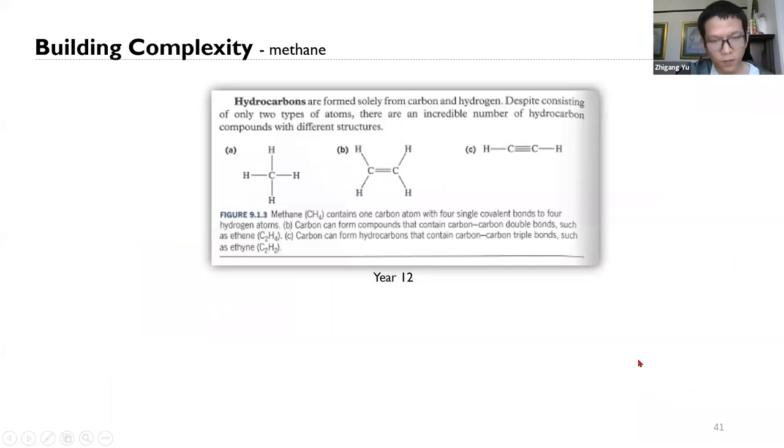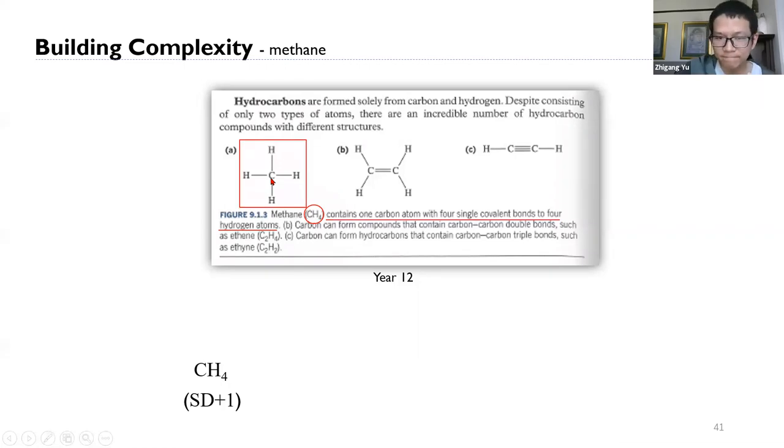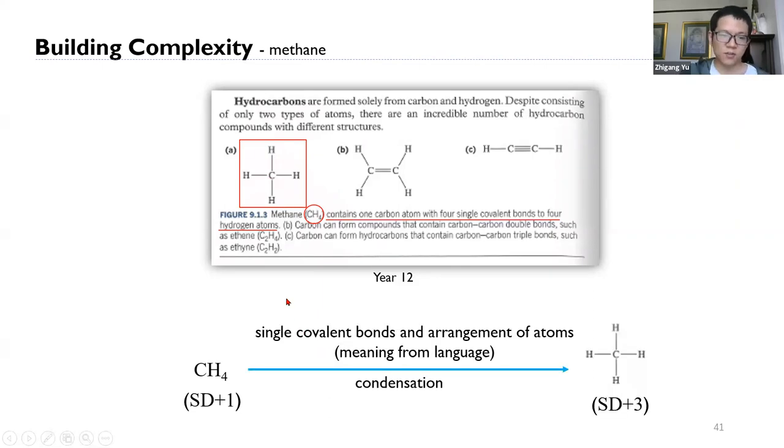And in year 12, you can see that with the same methane, the CH4 is used here directly, but let's have a read. The language further describes what it means: it contains one carbon atom with four single covalent bonds to four hydrogen atoms. So you can see that the language shows more meaning, single covalent bonds and the arrangement of the atoms here. So through this text, we can see that from SD1 being condensed to SD plus 3, the complexity is being built.